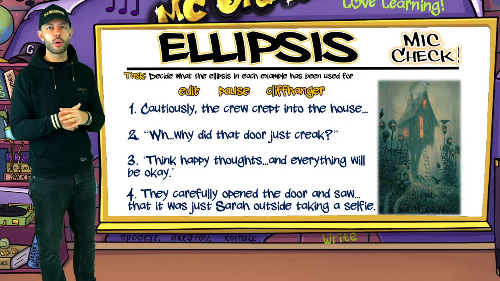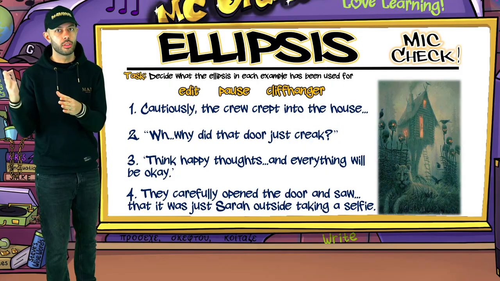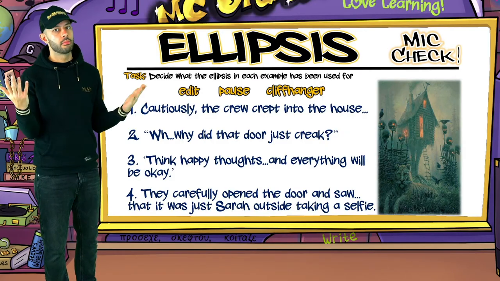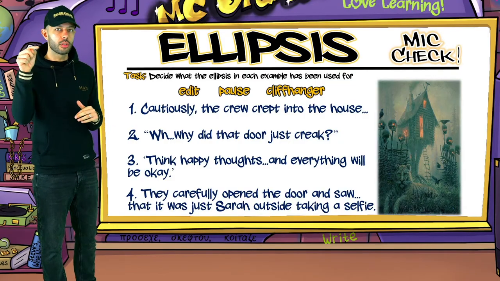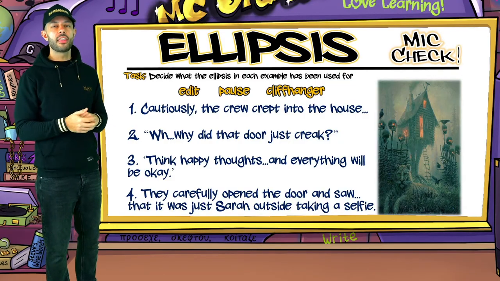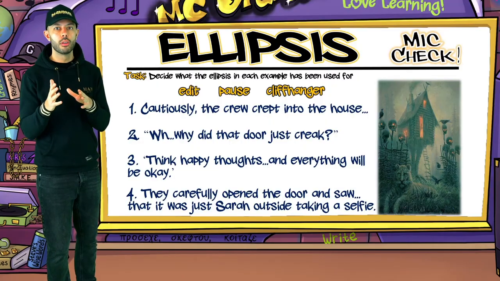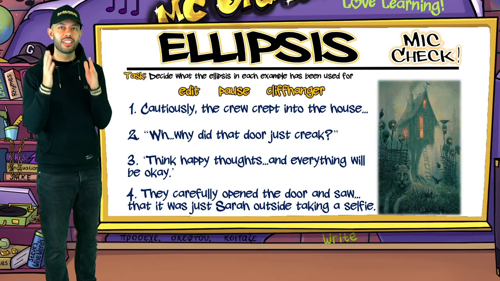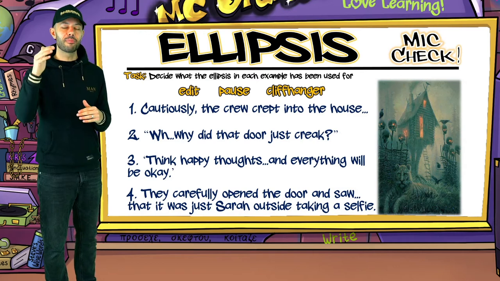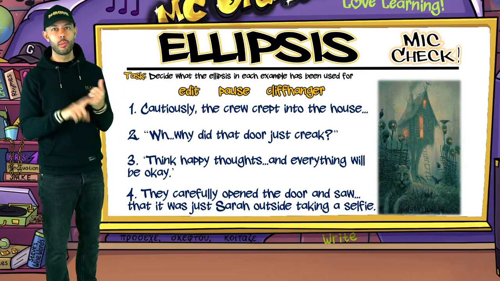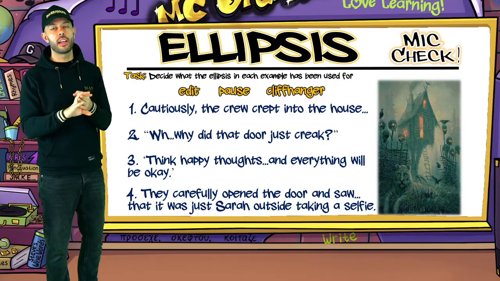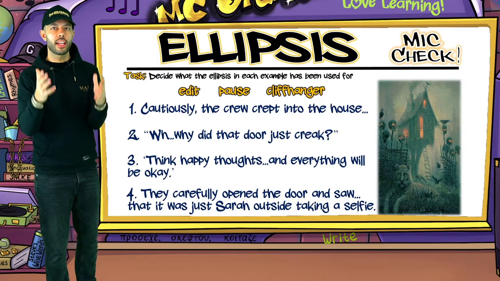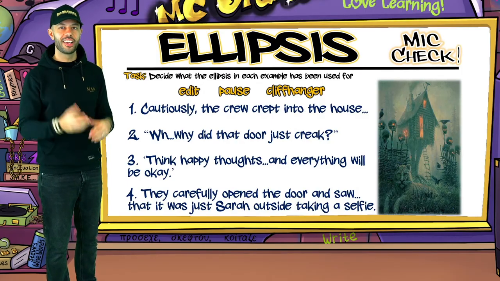You just decide. So example one, we've got cautiously the crew crept into the house... Then we've got, why did that door just creak? You decide there. Think happy thoughts... and everything will be okay. And the last example, they carefully opened the door and saw that it was just Sarah outside taking a selfie. So now it's up to you to decide what the ellipsis has been used for in each sentence. Pause, edit or cut, or cliffhanger. You decide. I'm gonna disappear for about a minute, and this is just about matching the use of the ellipsis to the correct sentence. Four examples, 1 minute, off you go.